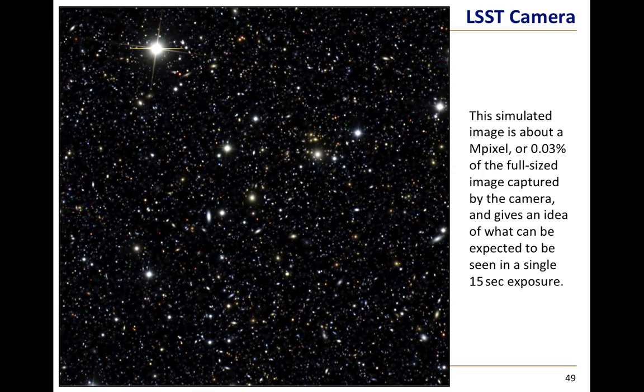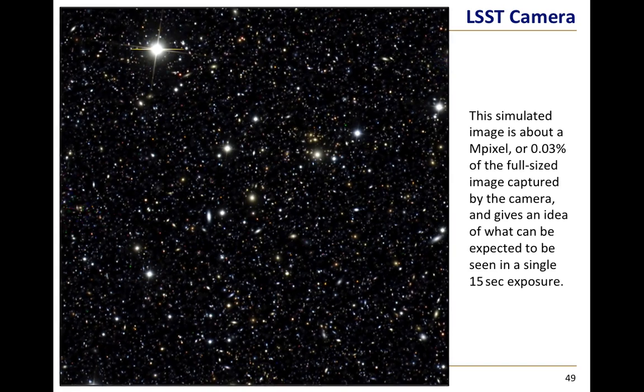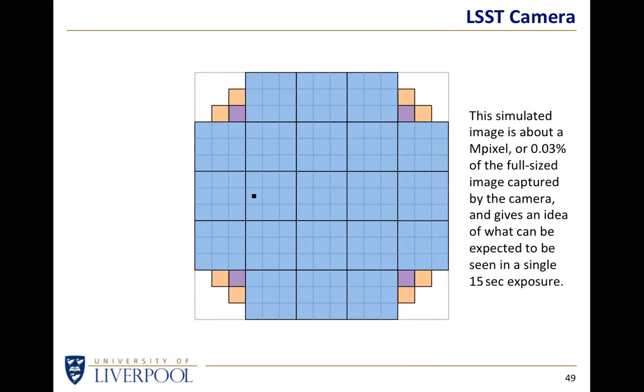That's a simulation based on the optics, based on the camera sensitivity, based on the seeing conditions in Chile. That's what's expected to see in the little black dot in a single 15-second exposure. And remember, the actual chip itself is 3,000 times larger than the area you're looking at the moment. And that's what can be seen in a single 15-second exposure. And that's a result of partly the sensitivity of the camera, but mainly the very fast optics.